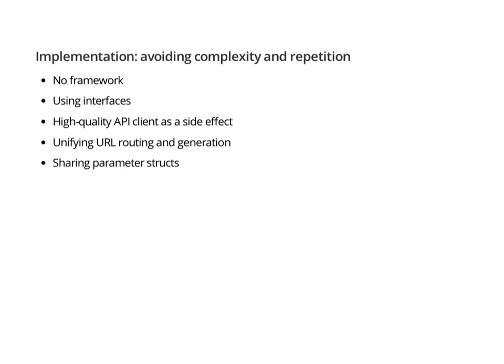So how do we avoid complexity and avoid repetition using Go? These are the main points. No framework, using interfaces. We have a high-quality API client. We unify our URL routes and URL generation, and we share parameter structs. Those are the 5 ones I'm going to cover, and we have a bunch more that I list and we'll go into in another talk.